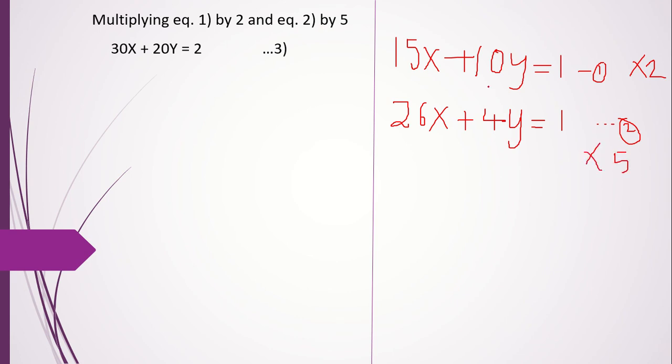So with that what do we get? If we multiply equation number 1 by 2, then 15 2s are 30x we get, plus 10 2s are 20y we get, is equal to 2. And over here multiplying by 5 means 26 into 5.